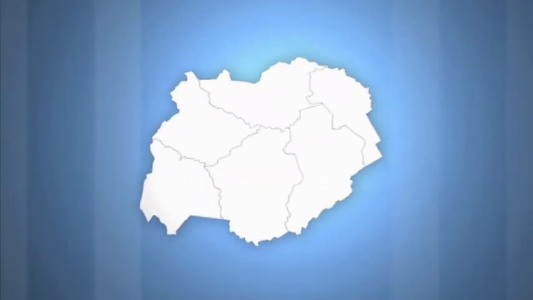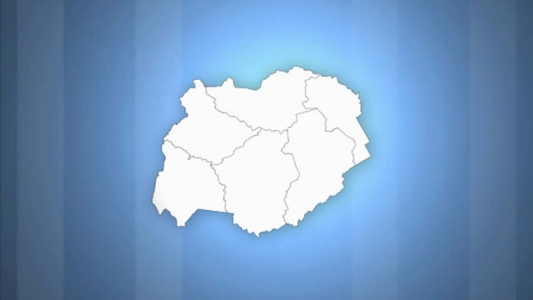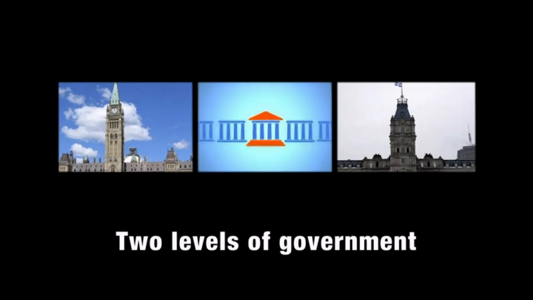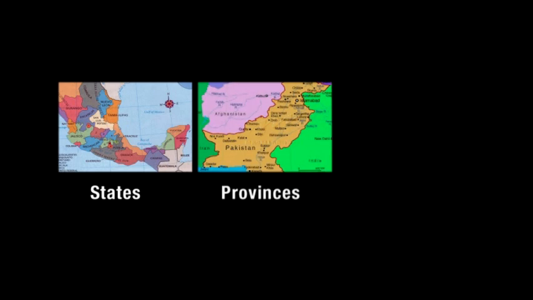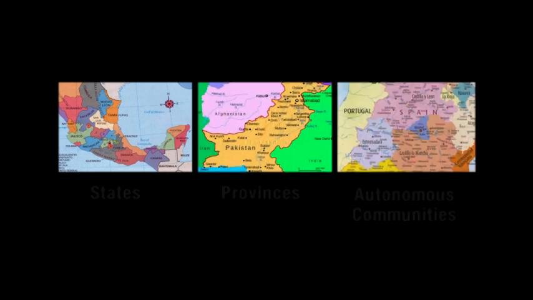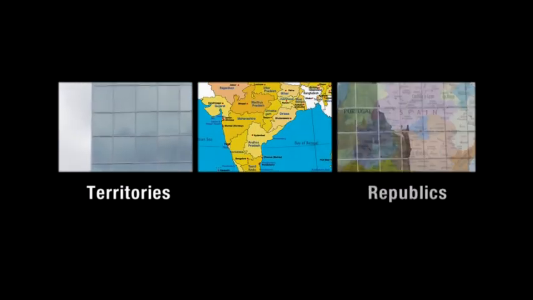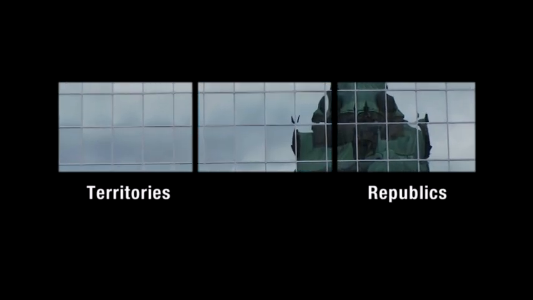What makes a country federal? First, it must have at least 2 orders of government. One for the whole country, the other for the regions or constituent units. Federal countries are made up of units that are called states, provinces, autonomous communities, territories, republics, or other names.